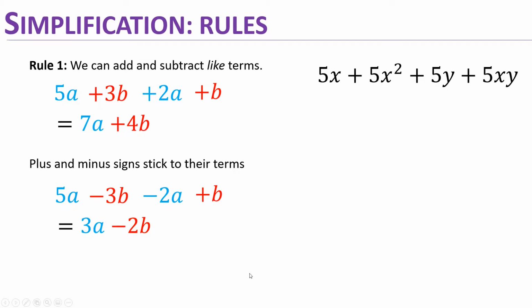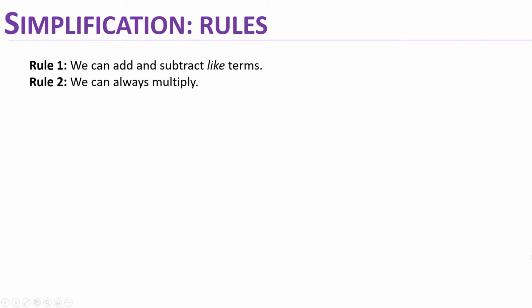Terms being like means the exact same letters are being multiplied equally many times. So in this formula, no two terms are like, even though 3 of them have an x and 2 of them have a y. None of them has them in precisely the same combination. So this formula cannot be simplified further. So we can't always simplify additions and subtractions. We can always multiply, however.